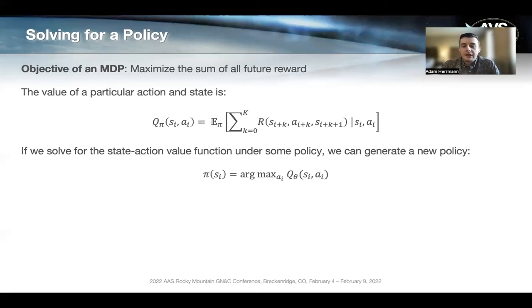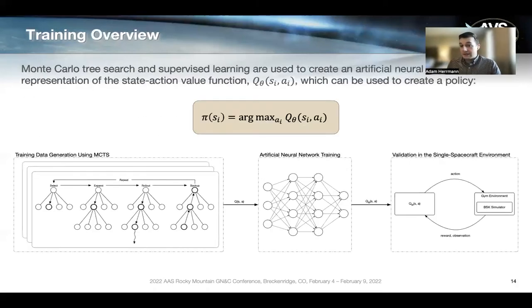If we solve for the state action value function under some policy, we can generate a new policy, pi, that's simply the argmax of the state action value function. So what is that policy that we're solving for? Well, we use Monte Carlo tree search to generate lots and lots of training data. And then we use artificial neural networks to regress over the state action value function computed from Monte Carlo tree search to come up with a neural network representation of it, Q sub theta.